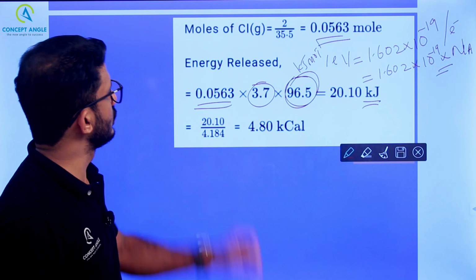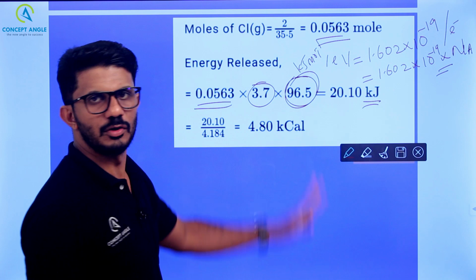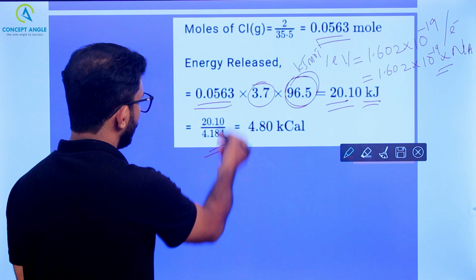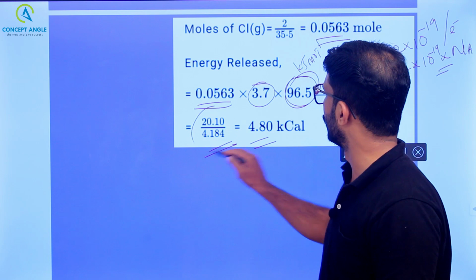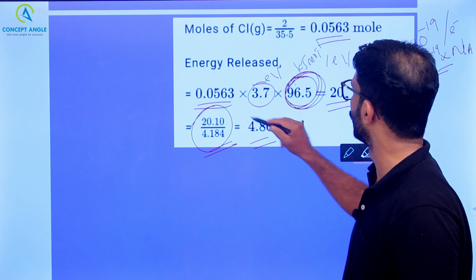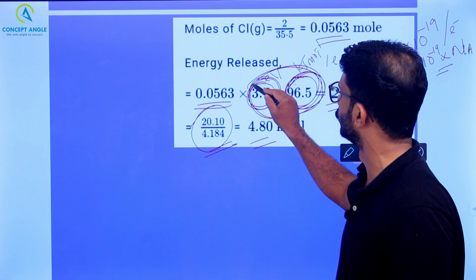So 0.0563 into 3.7 into 96.5 is equal to 20.10 kilojoule. But the option is in kilocalorie, so we divide by 4.18 and we get 4.80 kilocalorie. This is the unit conversion from kilojoule to kilocalorie, and this is the unit conversion from electron volt to kilojoule. 3.7 is the energy in electron volt for 1 mole, this total is the energy in kilojoule, and this is the number of moles. Going back to the question, the option is A.